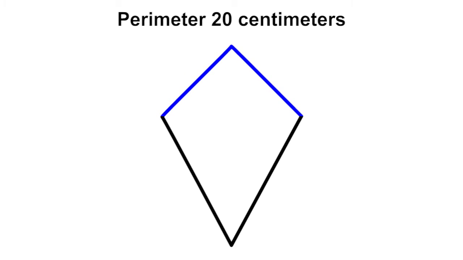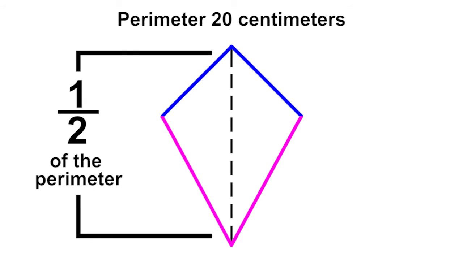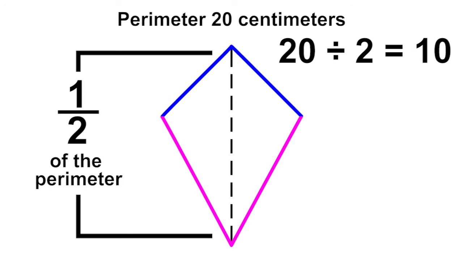I notice that the 2 side lengths on the top seem to be the same length. I also notice the 2 side lengths on the bottom of the shape seem to be the same length. I could divide this shape in half vertically to have 2 sets of lengths that appear to be the same size. Therefore, half of the perimeter would be 2 of the side lengths. By dividing the perimeter of 20 centimeters in half, I get 10 centimeters.